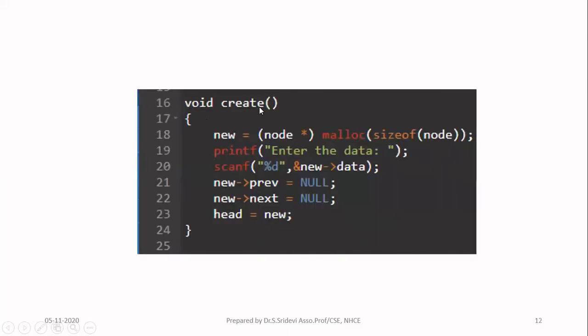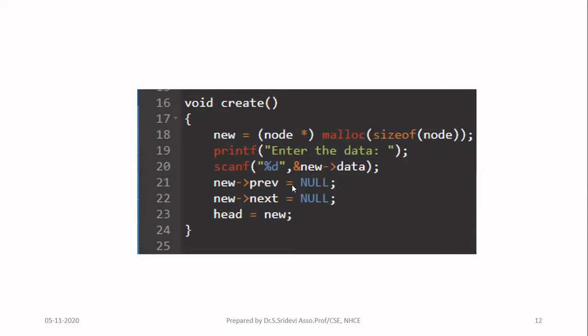First, we are going to write the create function. In that, my aim is first I have to create the new node. So I'm using the malloc function. After that, it will return the starting address. That address, I'm storing it in the variable called new. Then I'm getting the data from the user. I'm storing it in the data field of this new pointer. So whenever you want to access the variable using a pointer, you will write the pointer name, arrow, structure member name.